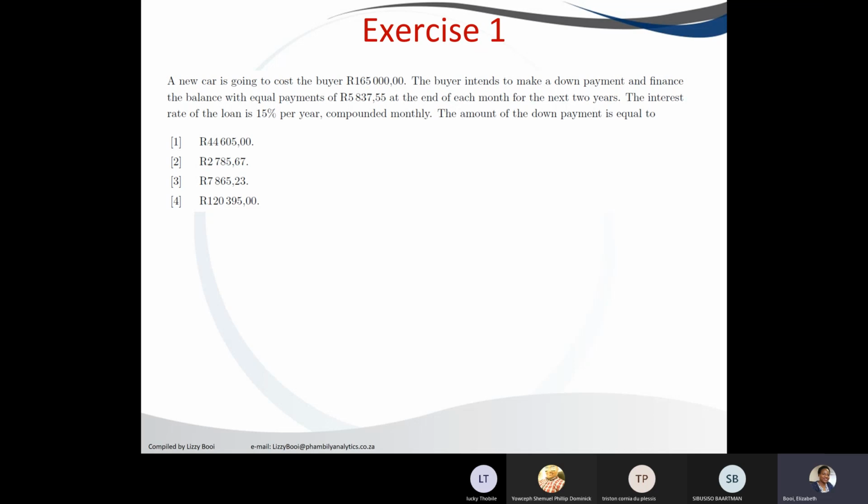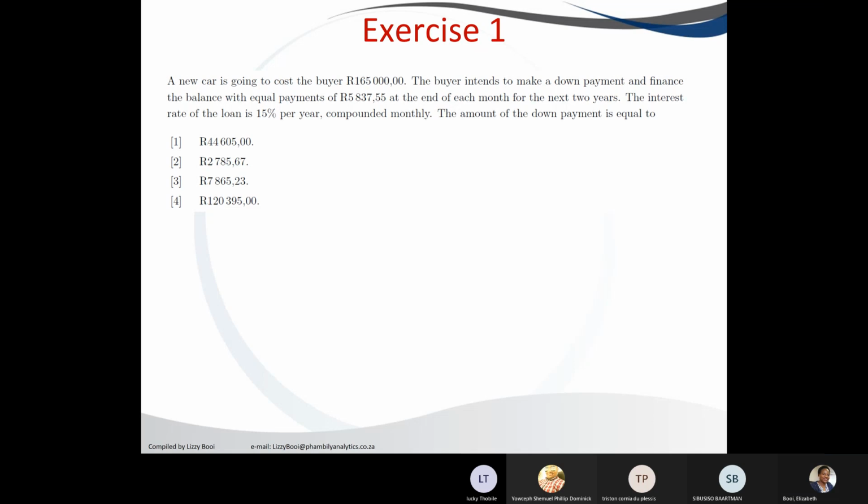So a new car is going to cost the buyer 165,000 rand. The buyer intends to make a down payment and finance the balance with equal payments of 5,000 rand at the end of each month for the next 2 years. The interest rate of the loan is 15% per year, compounded monthly. The amount of the down payment is equal to what? So now we need to calculate how much down payment he will be making.